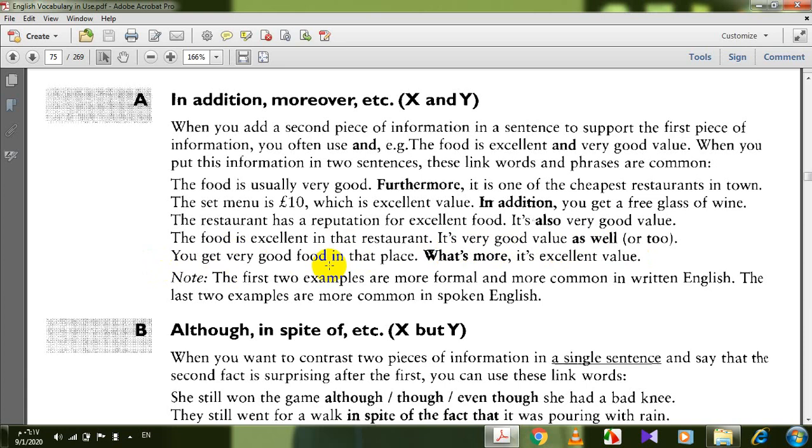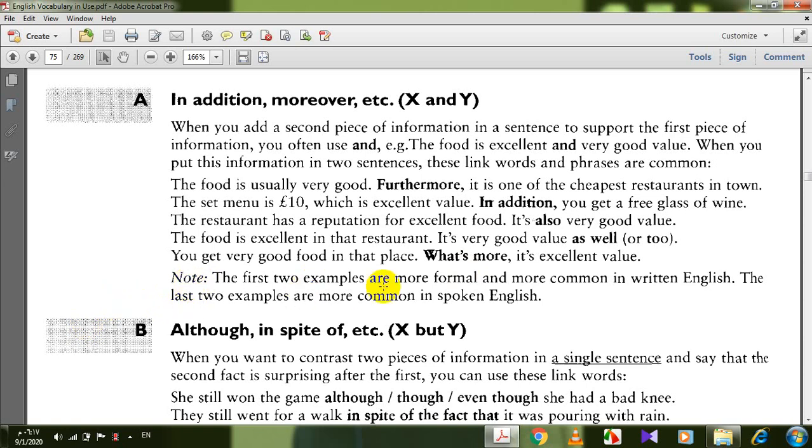You get very good food in that place. What's more? It's excellent value. So we use "what's more". So very, very clear examples. Okay, let's have a look here.